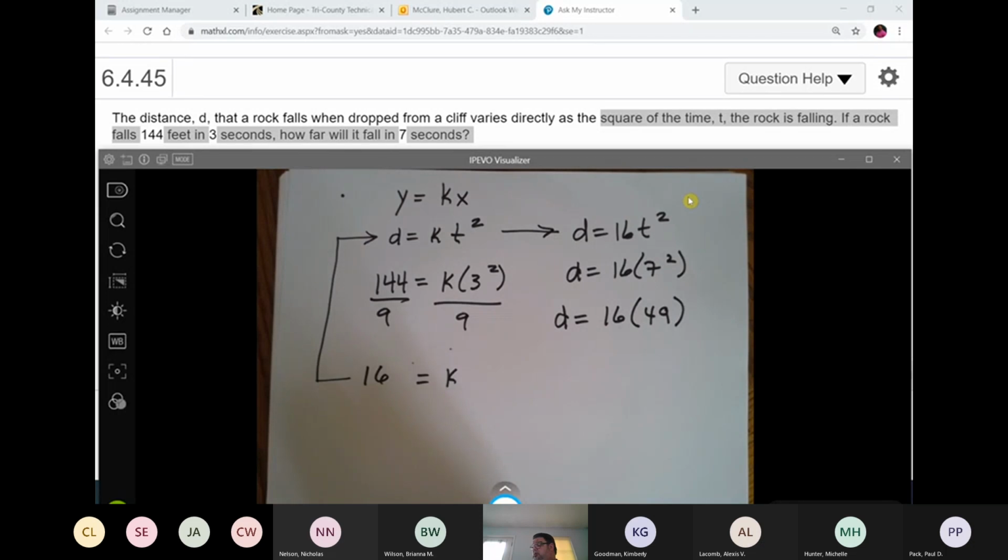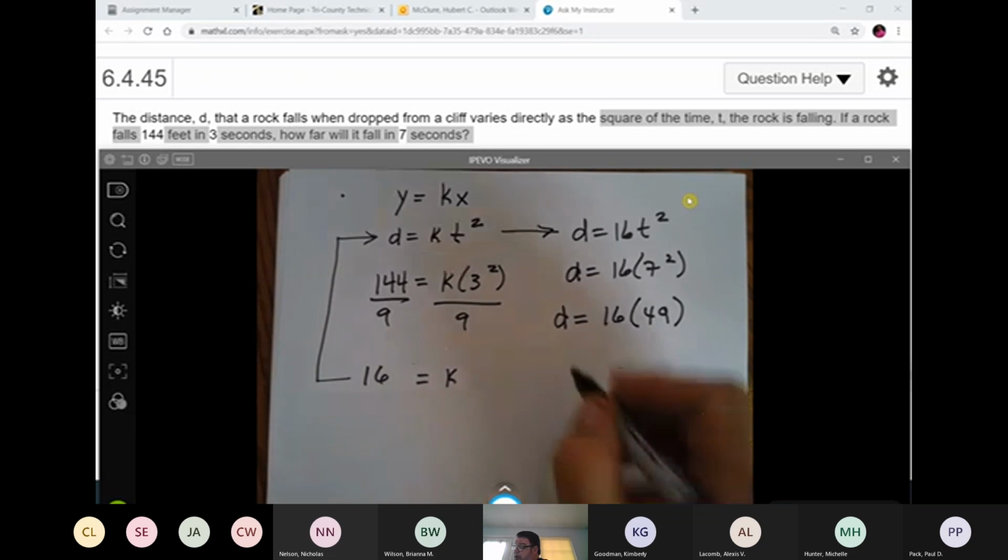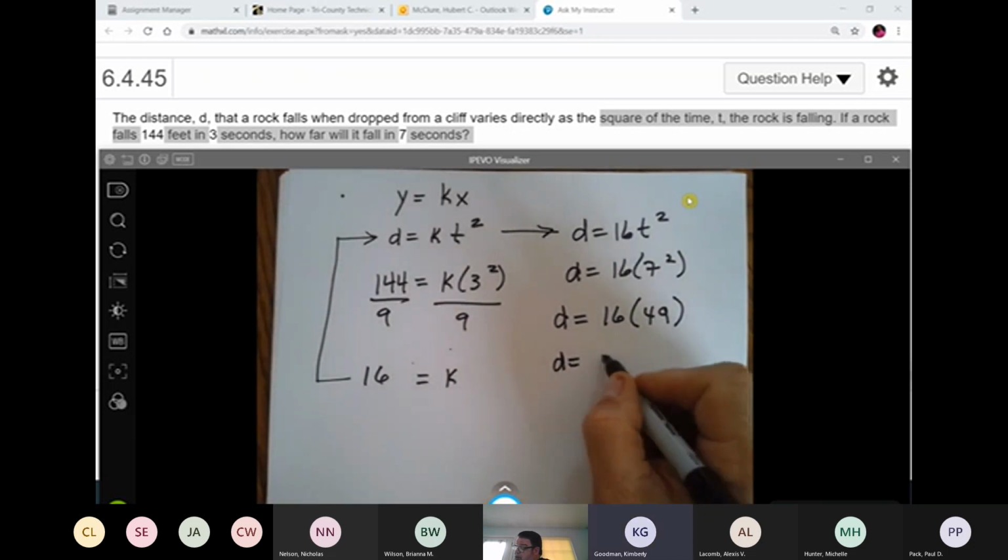Hold on a second. 16 times 50. I was trying to think of an easy way to do that. You could do 16 times 50 and get 800. Now, would that work? I don't know if that'll work or not. 800 minus 16 is going to be 784. Somebody check my math. 784. Right.